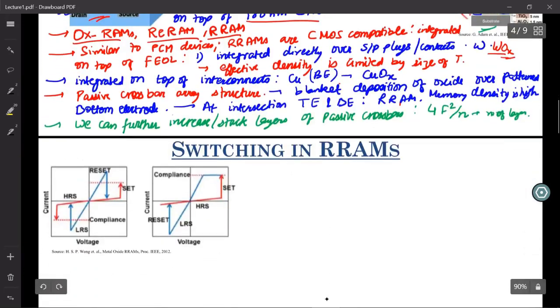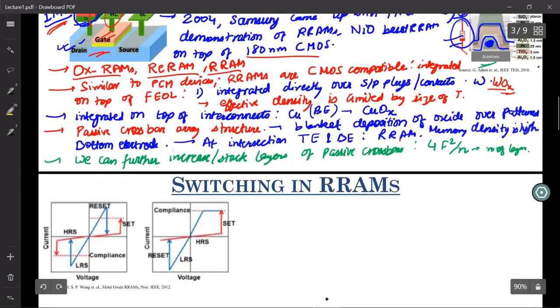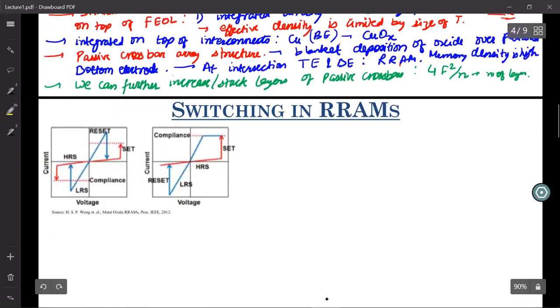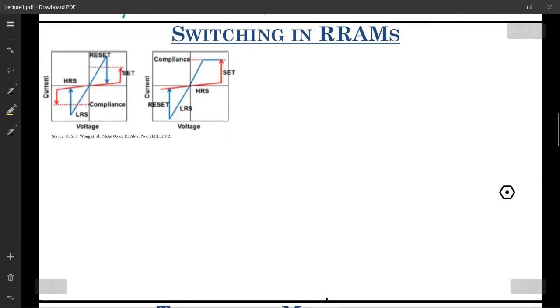Now, let us go ahead. Once we have discussed the structure of the RRAMs, let us discuss switching in RRAMs. Let me tell you very frankly that this is a debatable topic. I would say that the exact mechanism is still not known. However, some stacks like hafnium oxide, titanium oxide, or nickel oxide have been well understood.